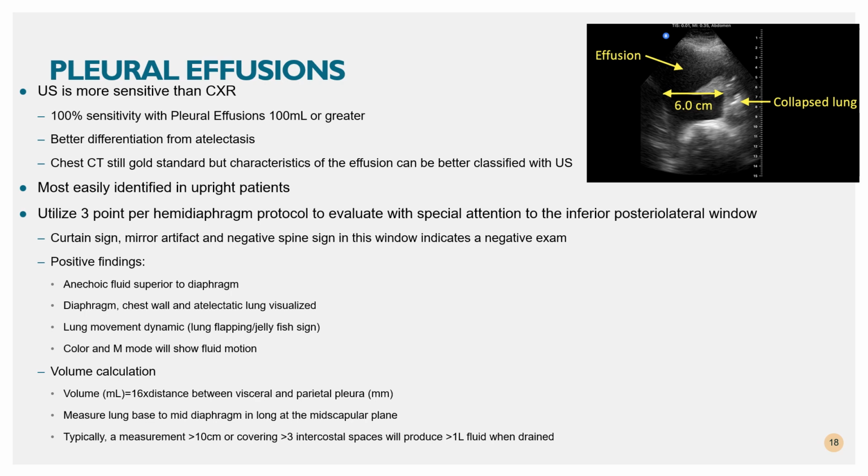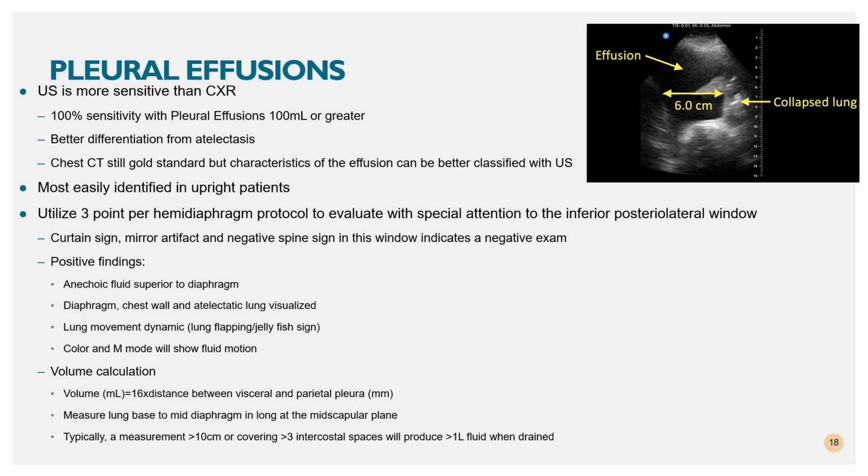We can utilize the 3 points per hemidiaphragm protocol that we talked about last week in the lecture, where you start anteriorly, superiorly in the lung, then move to the middle lobe, slightly lateral, and then slide down to the posterior point inferiorly, just past the posterior axillary line. That's going to be your area of greatest dependence in the posterior costophrenic angle, where most of your effusions are going to be found.